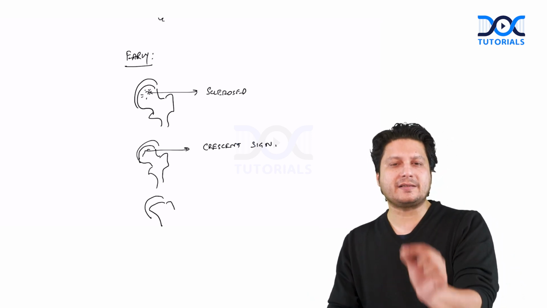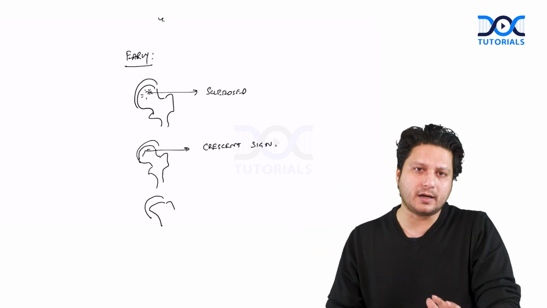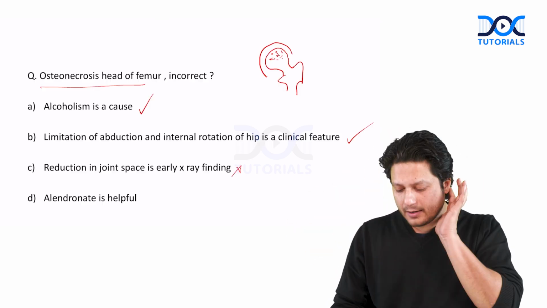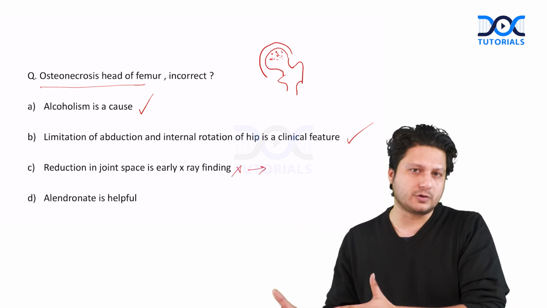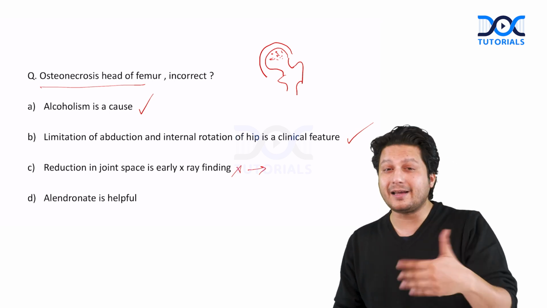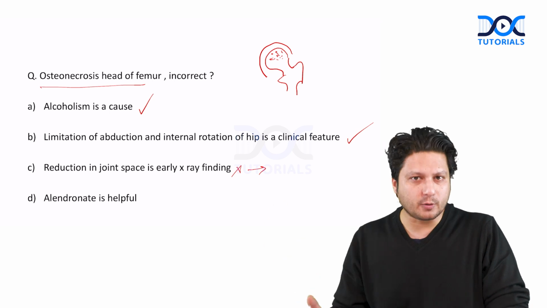Reduction in the joint space is suggestive of secondary osteoarthritis, which is considered to be the last X-ray finding for avascular necrosis of the head of the femur. Now, this X-ray finding is provided to you so that you can compare it with tuberculosis of the hip. In case of tuberculosis of the hip, the earlier X-ray finding is reduction in the joint space, while in this case, it is considered to be the last X-ray finding.